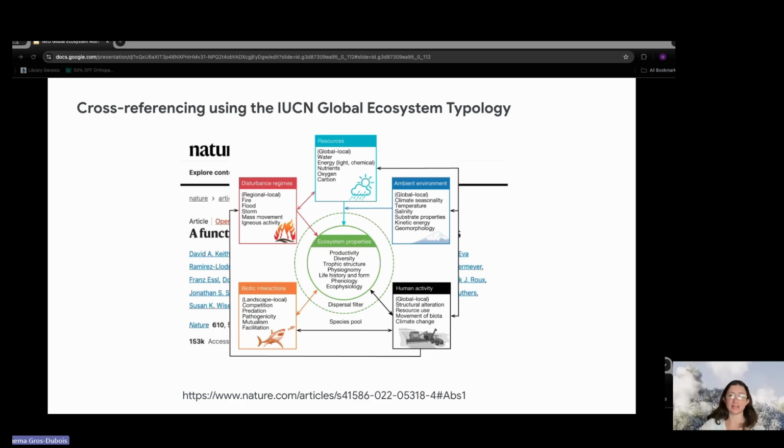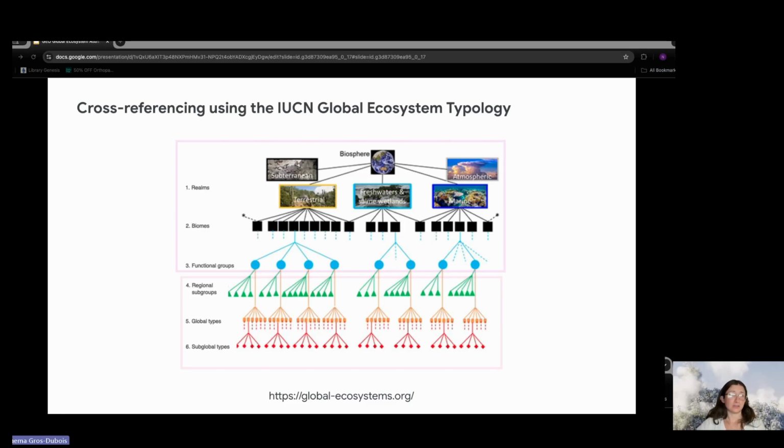So this figure is taken from the 2022 publication, which highlights the importance of considering both biotic and abiotic factors in defining each class, which sets the atlas apart from a global land cover mapping exercise. So this figure also shows the different levels of the typology. So you start with very broad realms and biomes at the top, and each is broken down into more specific classes as you follow the lines down.